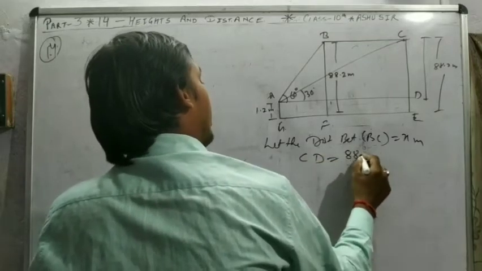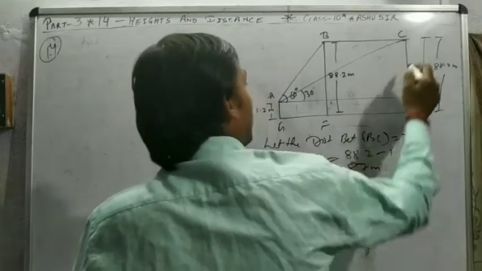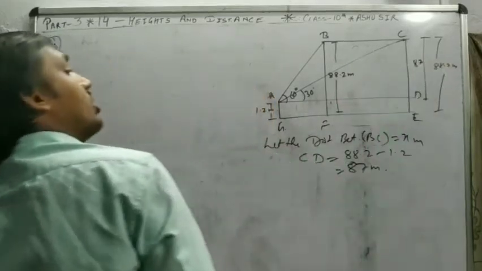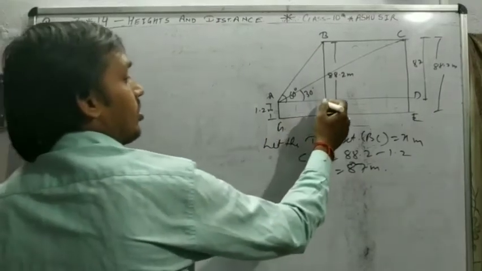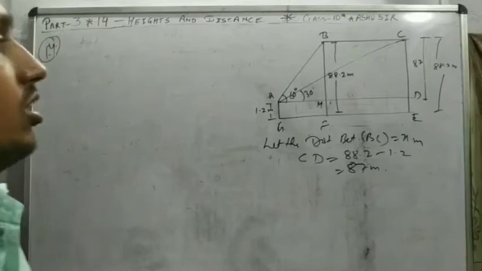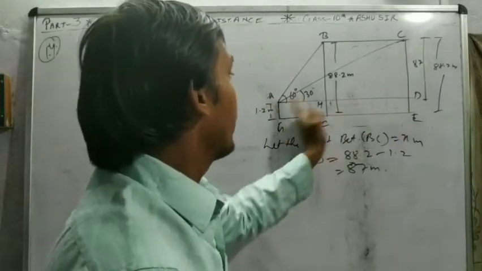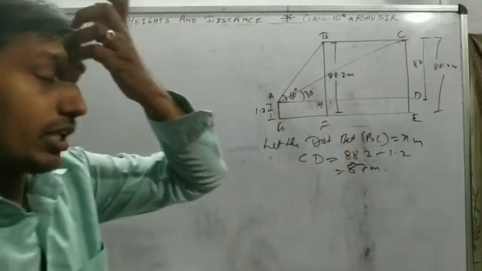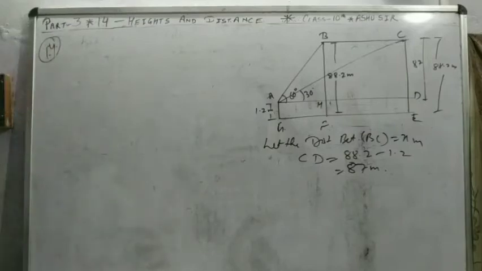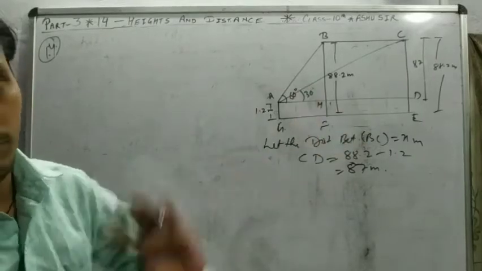CD is 88.2 minus 1.2, that is 87 meter. This is 87 because this part is used in both triangles. So we want the value of BC. So you can find the value of AD from the big triangle, AH from the small triangle, and subtract them, you get the value of HD, and HD is equal to PC. In the same process, questions are the same, only the logic is in making the diagram.